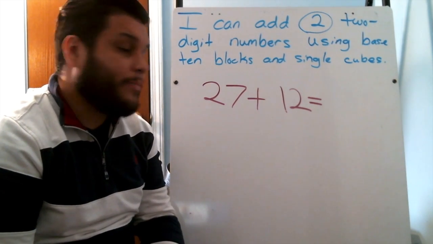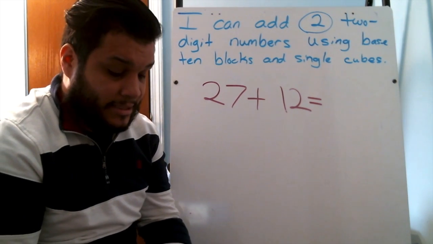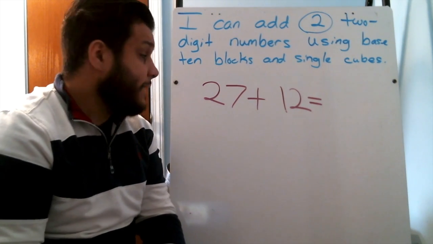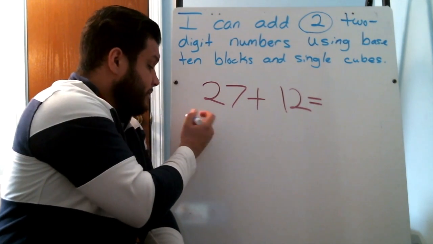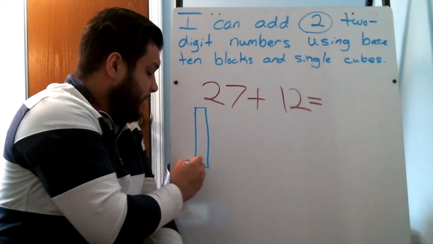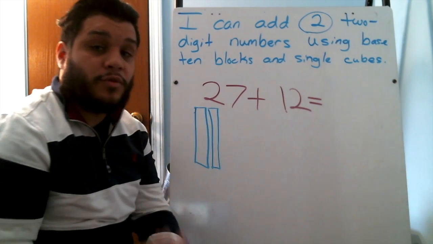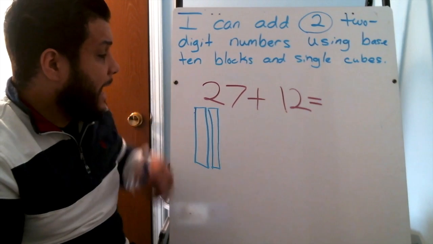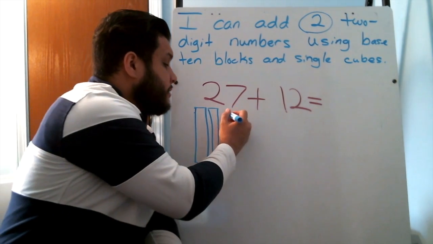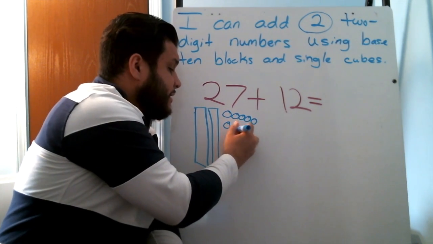We know this step. We're going to draw our picture for 27. How many tens does the number 27 have? Yes, 2 tens. Notice that when I draw my tens, I'm not drawing them as a skinny line. I'm drawing them as a rectangle. This is going to help us in the future. 2 tens. How many ones do I have? Awesome. 7 ones. 1, 2, 3, 4, 5, 6, 7.